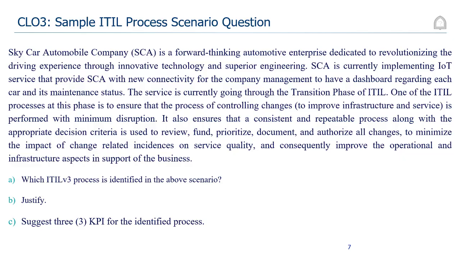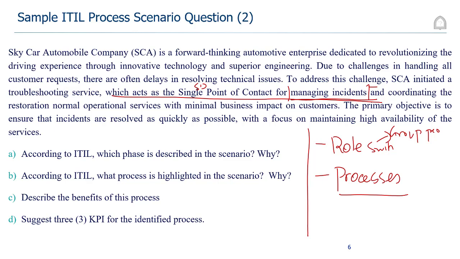So let's now go back, having said that. So this one particular question here: coordinating the restoration of normal services. What does that tell you? According to the ITIL, which of the phases is described in the above scenario and why? We are talking about the restoration of the normal operational services with minimal disruption. The primary objective is to ensure that the incidents are resolved as quickly as possible with focus on maintaining high availability of the services. So that one there, for example, is incident management, okay?